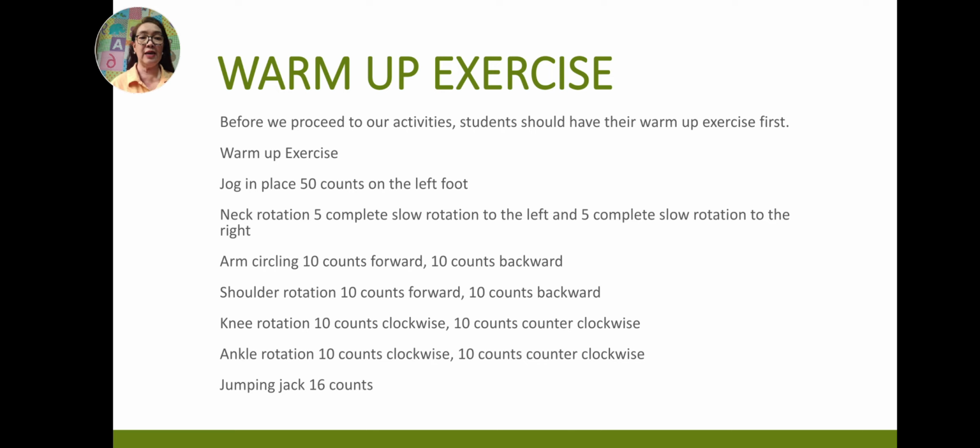The next one, the neck rotation. 5 complete slow rotations. Make sure to make it slow. 5 rotations to the left, and then on the other side to your right. Make sure that you do it slowly so that our joints and nerves are not caught by surprise. Next is the arm circling. 10 counts moving forward and 10 counts moving backward. Of course, make it right and left or both together.